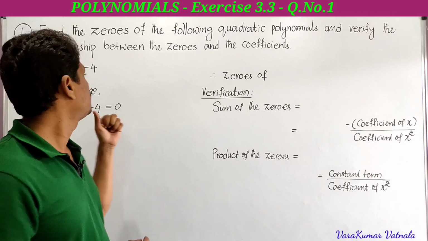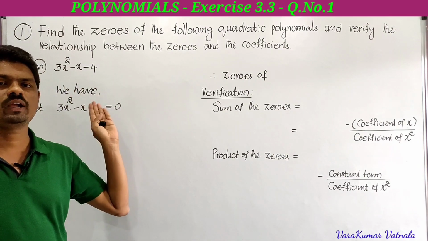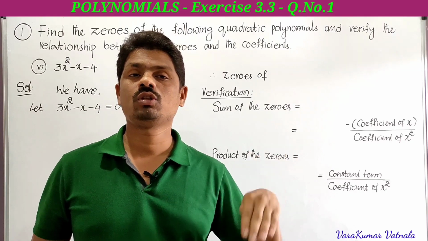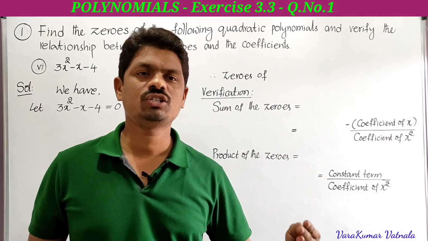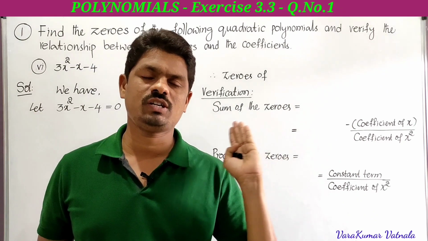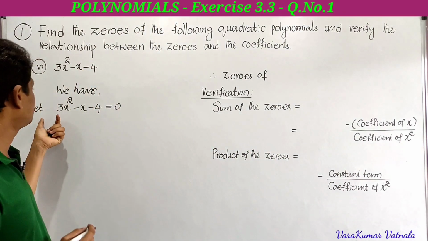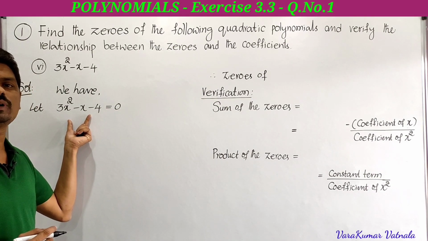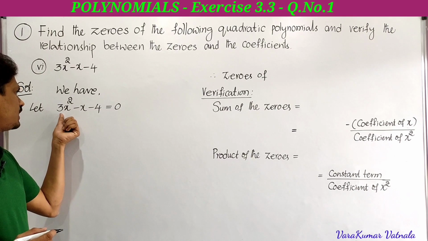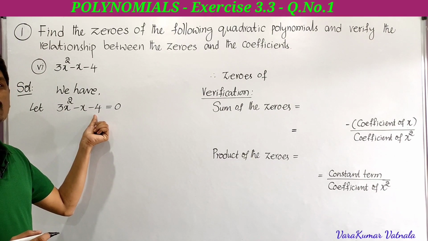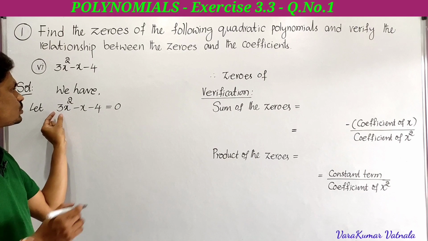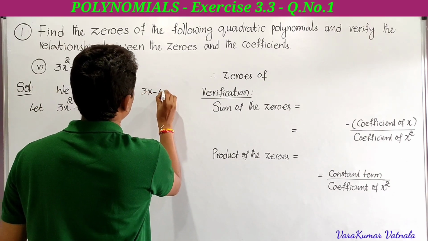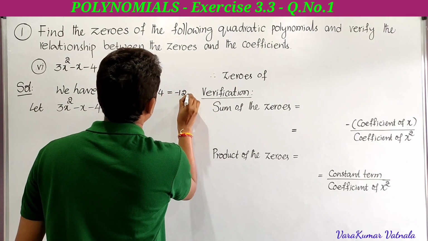This is the sixth bit. 3x square minus x minus 4. First we have to find the zeros of 3x square minus x minus 4. Then after that we have to verify the relationship between the zeros and the coefficients. So for that we let 3x square minus x minus 4 equal to 0. We have to find the factors by splitting the middle term. For that, multiply the coefficient of x square by the constant term. Here the coefficient of x square is 3 and the constant term is minus 4. 3 into minus 4 is equal to minus 12.